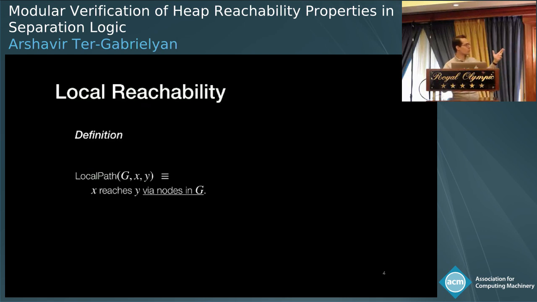For this purpose, we defined a novel notion of local reachability. And this allows us to specify the existence and the absence of paths within certain fractions of the heap. For example, if we denote a heap fraction through G, then the ternary relation local path over G, x, y denotes that there exists a heap path from x to y that goes only through the nodes in G. In particular, this implies that x belongs to G, but y doesn't have to belong to G and can still be reachable from its nodes.